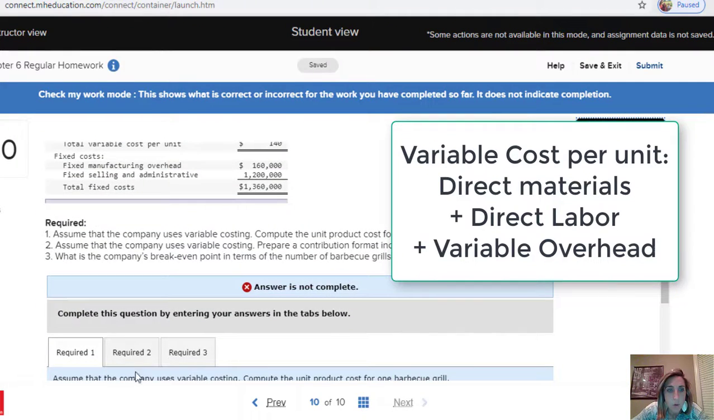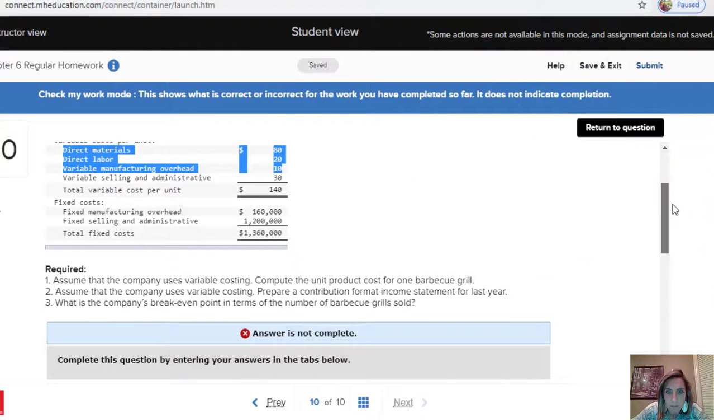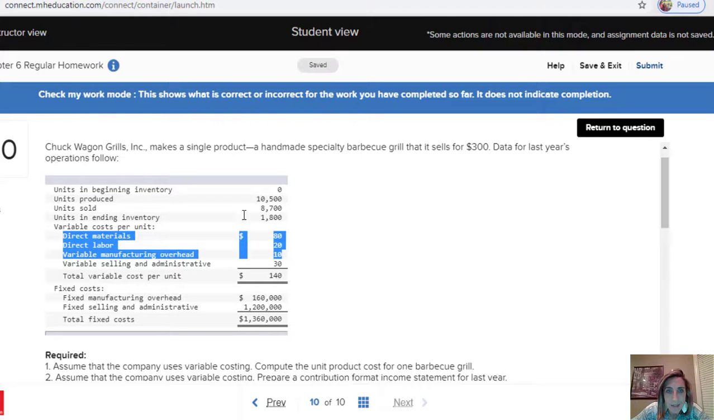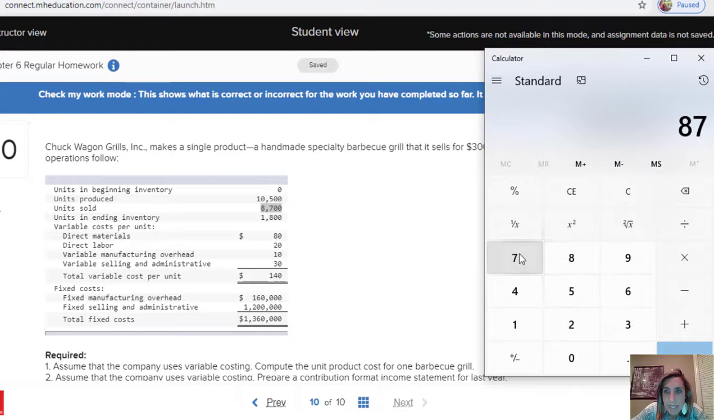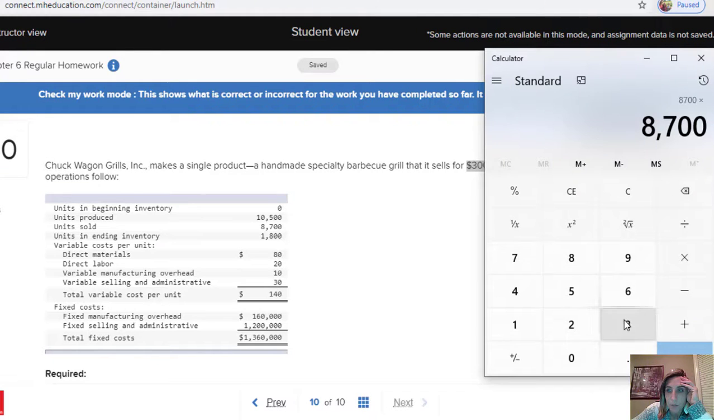that is correct. Requirement 2 asks you to calculate the income statement contribution format using the variable costing system. So I'll use that 110 when I calculate my cost of goods sold. It says that they sold 8,700 units. So I will multiply 8,700, the number of units sold, by the price I am selling each item for, which is listed at the very top of your problem. Each item is being sold for $300. So I multiply the product sales price by the number of units sold, and that would be the revenue amount that I enter into the income statement.